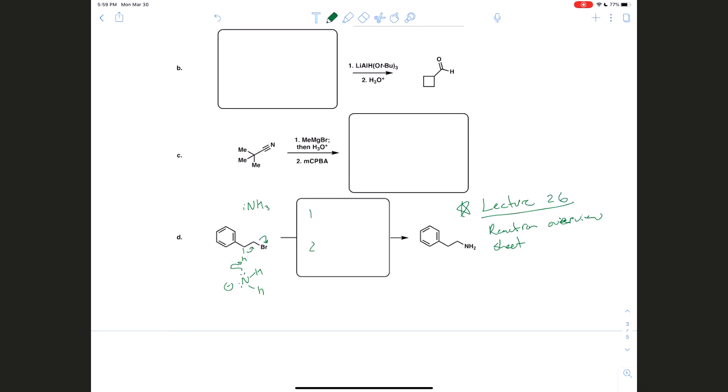Seven C. Yeah, exactly. Azide in DMSO will give you the azide, but then you'll need to reduce the azide. Oh, azide. Yeah, azide's all good. Azide, and then you need to reduce the azide, and we can do that with lithium aluminum hydride or platinum oxide and hydrogen gas.